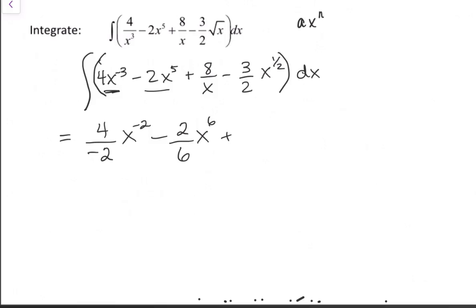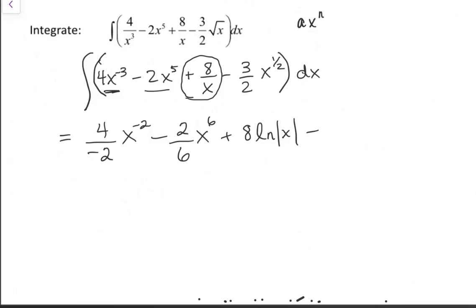I'm on my third term now, this 8 over x, remember that's the logarithm rule. So the first thing I write down is the numerator, and then I take the natural log of the denominator. And I want to put absolute value around that x just to ensure that that remains a positive value.